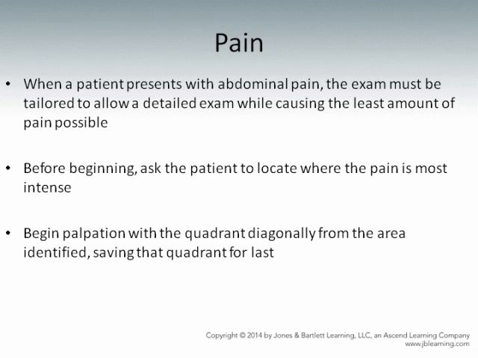Okay, so when the patient presents with abdominal pain, the exam must be tailored to allow a detailed exam while causing the least amount of pain possible. So before beginning, ask the patient to tell you where the pain is most intense, and then you want to start at the quadrant diagonally from the area that's identified. You want to save the quadrant that's causing the most trouble. You want to save it last.